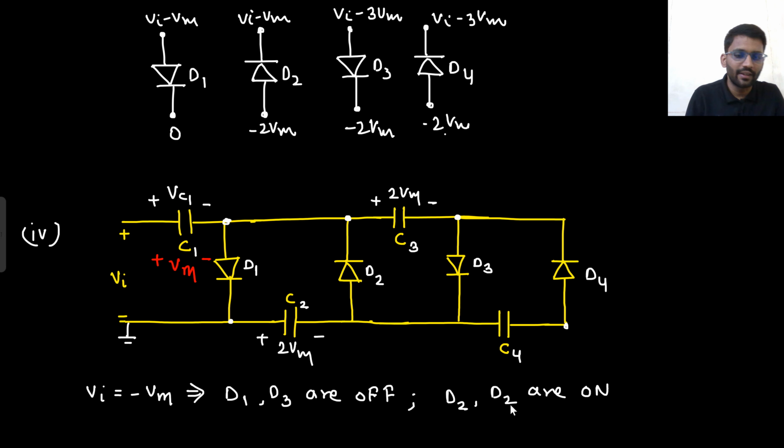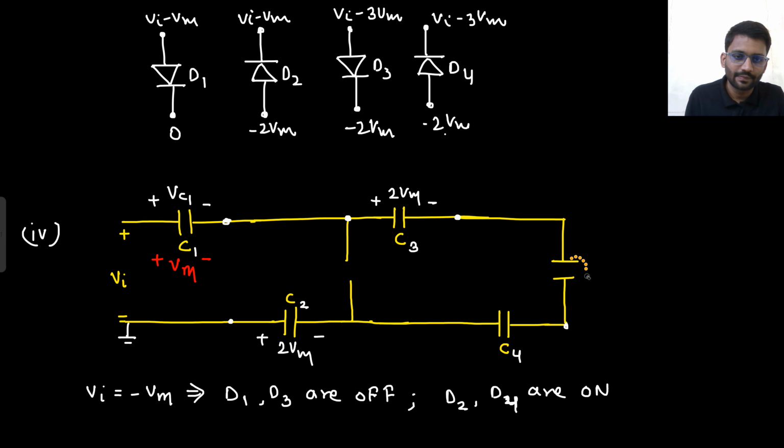When D2 and D4 are on, these are off, they will be gone. If they are off, that means they will be shorted.